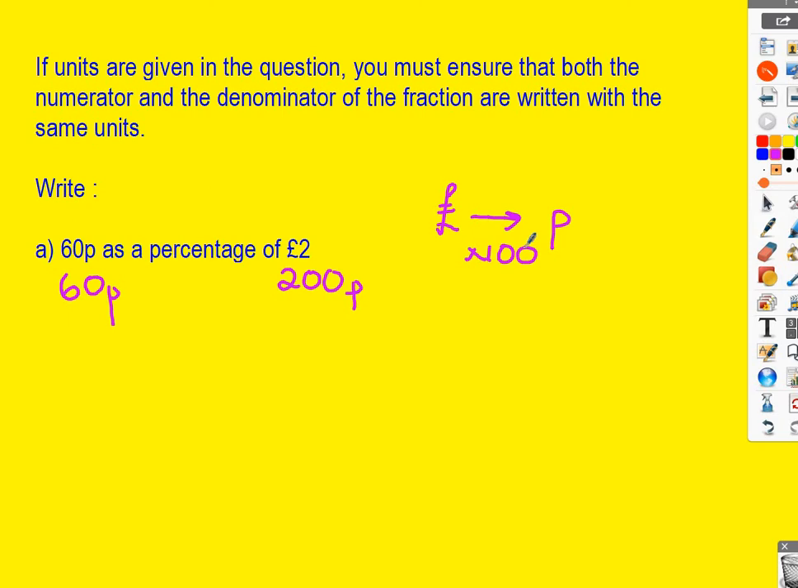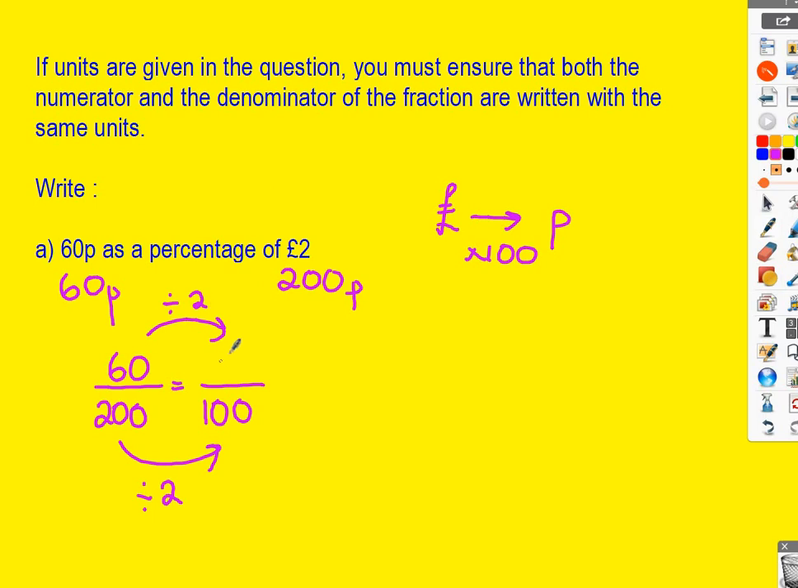So now we can go ahead and write our fraction because the units are exactly the same. So it's going to be 60 out of 200. Again, equivalent fractions, we want it as a percentage, so we write an equivalent fraction out of 100. So I've divided the denominator by 2, divide the numerator by 2 as well. 60 divided by 2 is 30, 30 out of 100 is 30%.